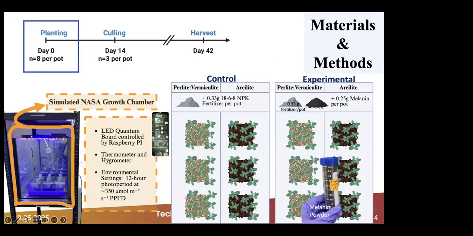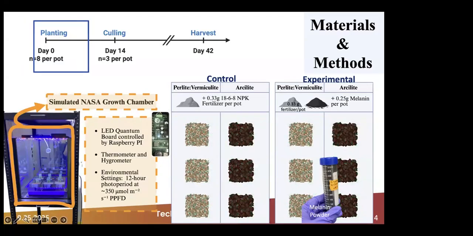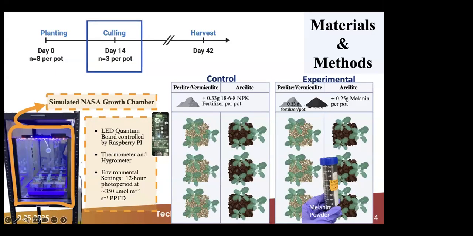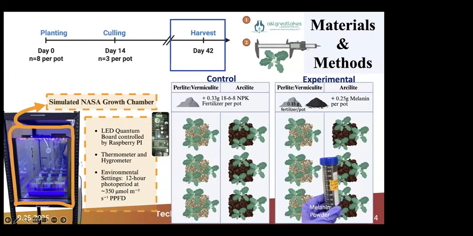We tested Exudorf Pak Choi in two space-related substrates, arsenite and perlite vermiculite. Each was grown with or without melanin for 42 days in a NASA Veggie-style chamber, as you can see on the right. Growth traits, substrate chemistry, and nutrient uptake were analyzed.